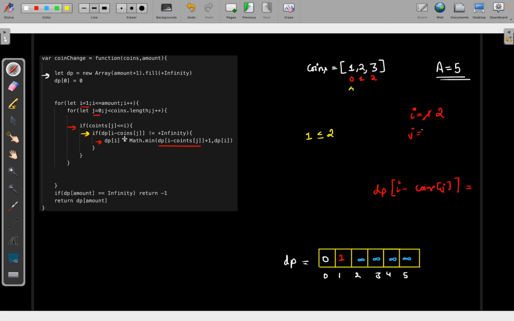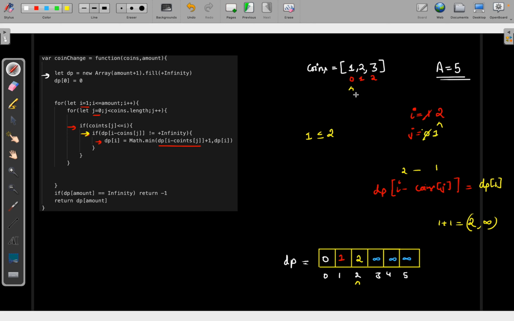So what I will do, I will come here and I will check dp of i minus coins of j. So i, that is 2, minus coins of j, that is 1. 2 minus 1 will be 1. So is dp of 1 not equal to infinity? Yes, 1 is not equal to infinity. I will come here and check dp of i minus coins, that means dp of 1, that is 1. 1 plus 1, that is 2. And dp of i, that means dp of 2, is infinity. So 2 and infinity, which is minimum? That is 2. So I will update with 2, right? And after this, again I will do j plus plus.